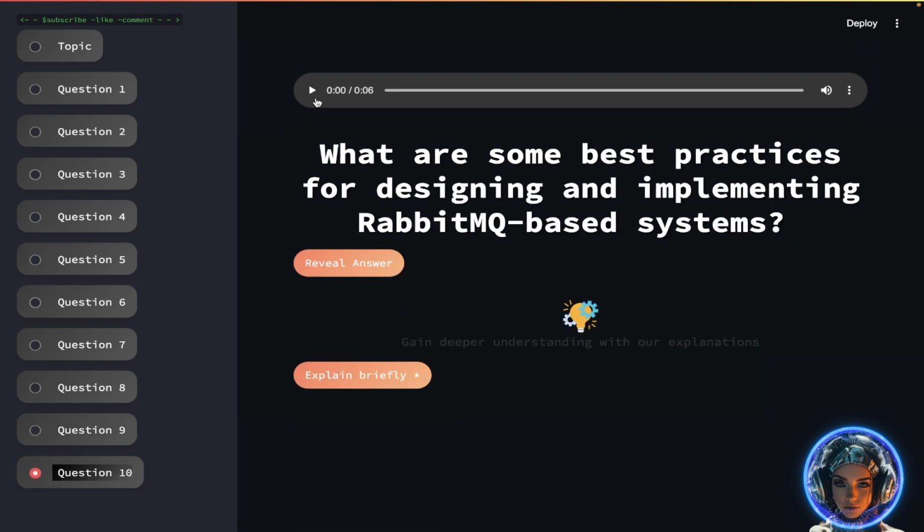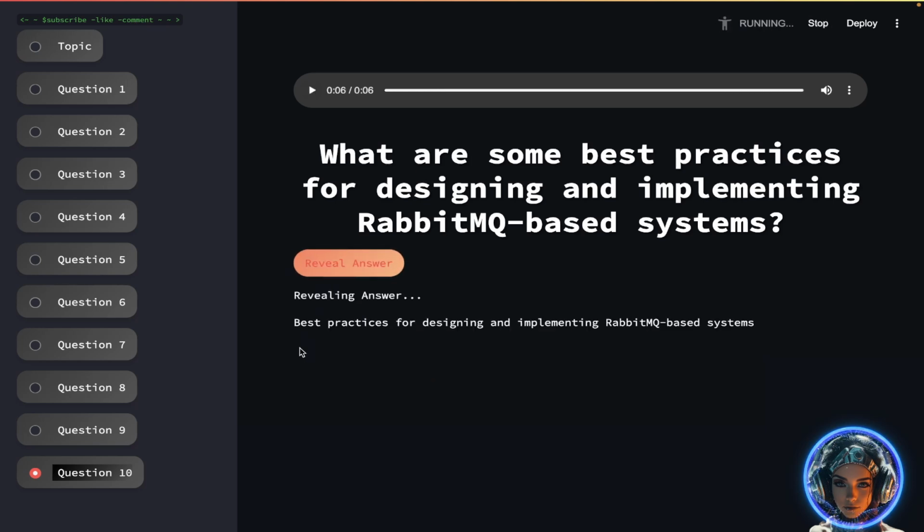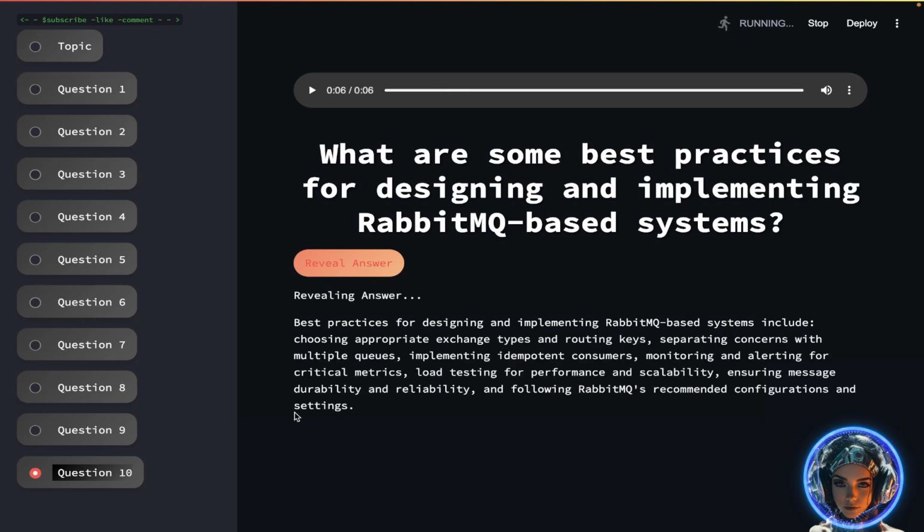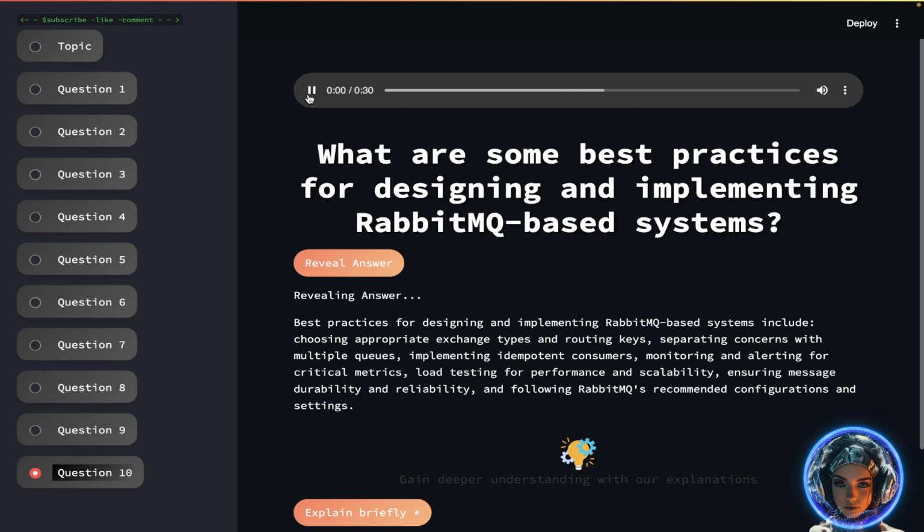What are some best practices for designing and implementing RabbitMQ-based systems? Best practices for designing and implementing RabbitMQ-based systems include choosing appropriate exchange types and routing keys, separating concerns with multiple queues, implementing idempotent consumers, monitoring and alerting for critical metrics, load testing for performance and scalability, ensuring message durability and reliability, and following RabbitMQ's recommended configurations and settings.